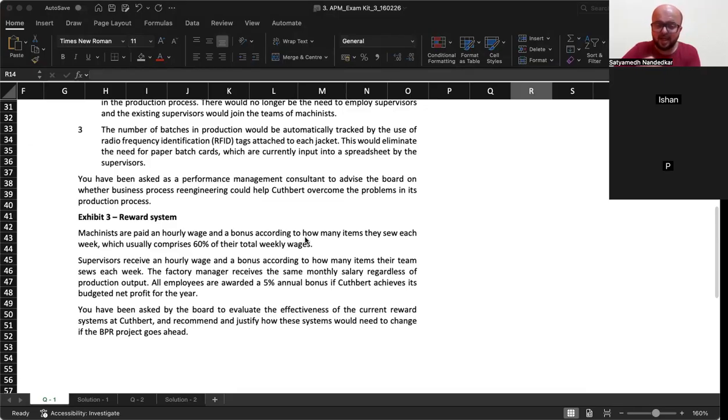Current system क्या है? Basic hourly wage rate है. For machinist. Let's talk about them. उनको एक hourly wage rate मिलता है plus they get additional payment on number of items sewn, which is a volume based incentive. जितना sew करेंगे उतना. The focus is on speed of production, but it is not on quality of output. आपको जो पैसा मिलेगा that will be on the basis of the production speed and the number of units, not on the quality of output.